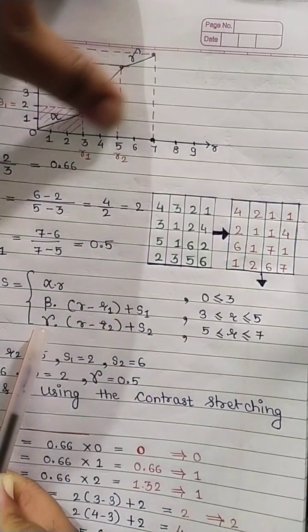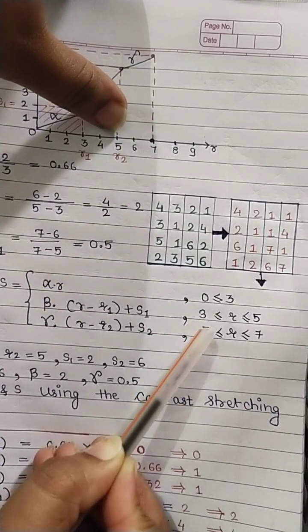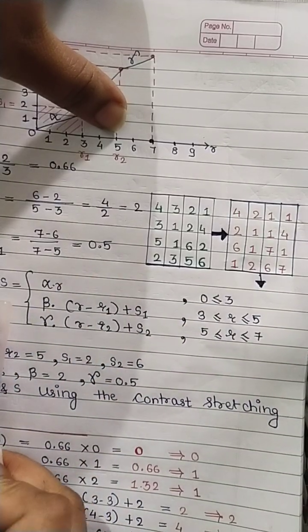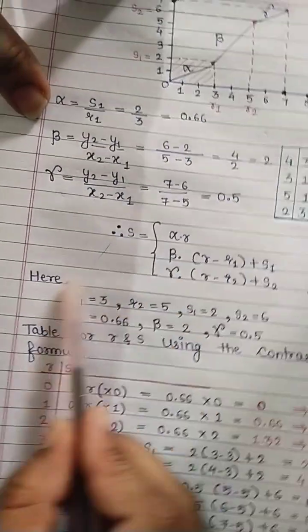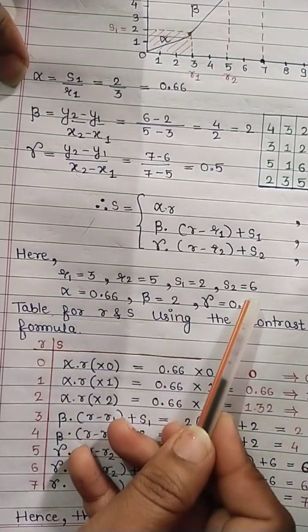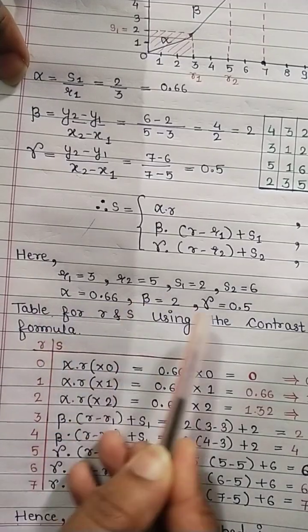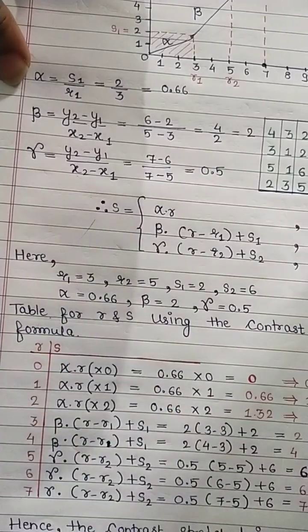And for gamma it is 5 to 7. Okay, so this is how we take the range, and this is our formula to calculate the value of output. Now here what is given? The values of R1, R2, S1 and S2 are given already, and we have calculated the values of alpha, beta and gamma here. Now we will put all these values in this and then we will find the output.